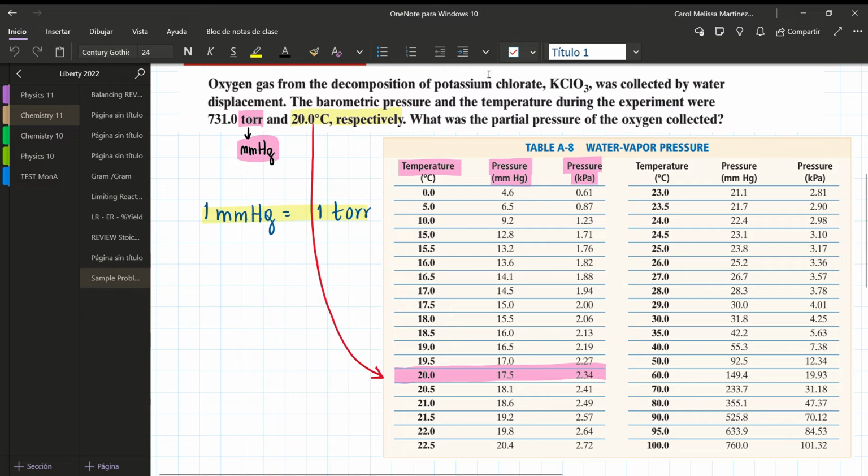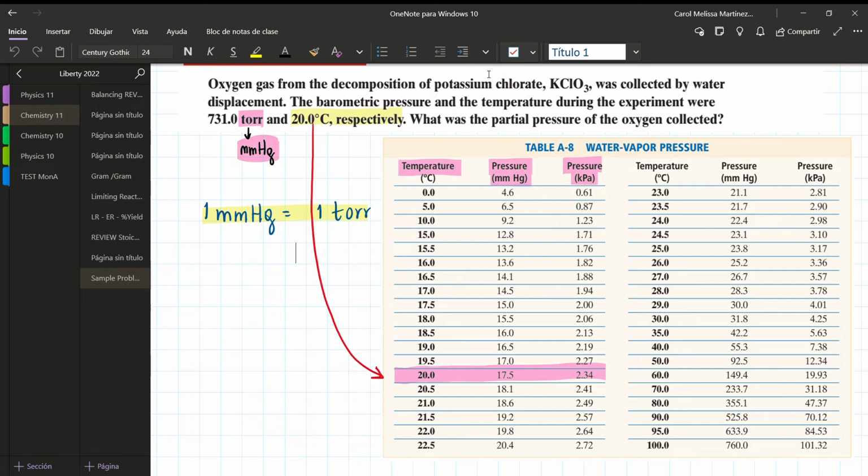Okay, so what part of the table are you going to be using? You're going to be using the part that says millimeters of mercury, okay? Because that's the unit that the problem is giving you. If, for example, it gives you pascals, you're going to be able to convert from pascals to kilopascals, and you'll be using the part that says kilopascals. This is not the case. I'm just telling you what if.